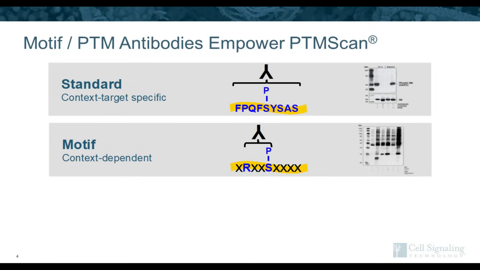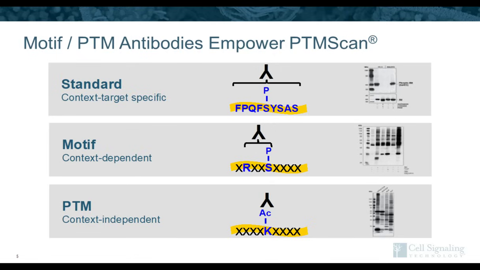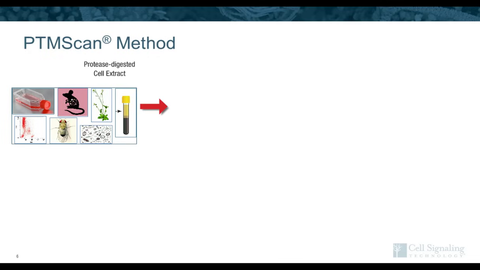It's a phosphoserine residue with an arginine at -3. And every peptide in the library will have those two residues fixed. Then we vary the amino acids around it. So we can do this to make phosphomotif antibodies. We can also use it to make antibodies against other PTMs, such as acetylation of lysine. So we use these specialized antibodies in the method, and one of the great things about PTMScan is it's very flexible as far as input material.